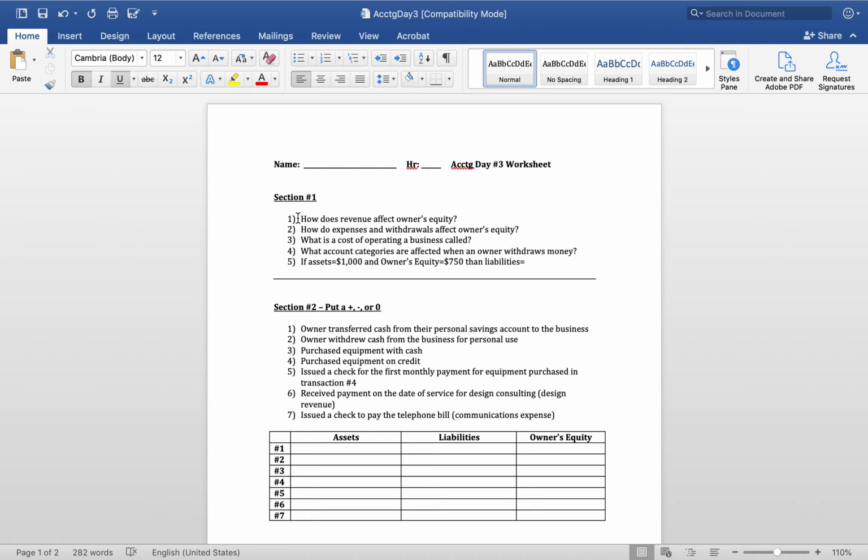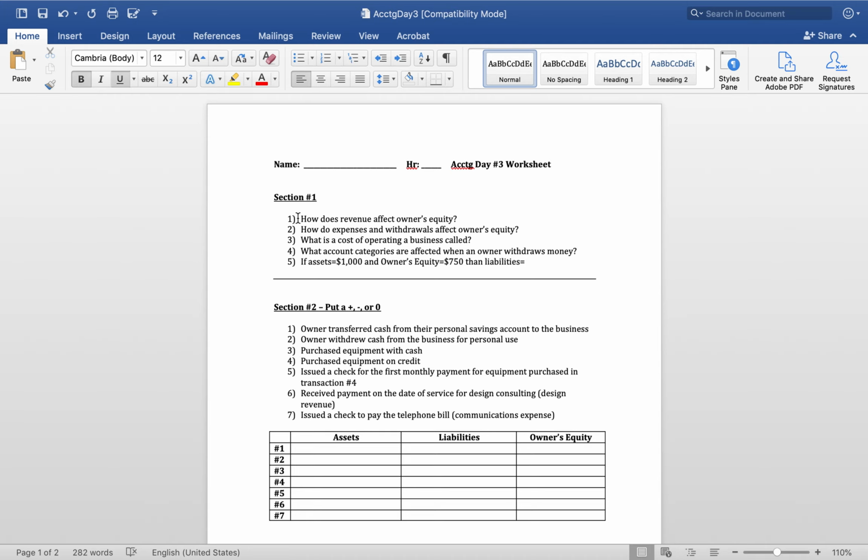So if the owner withdrew money from the business, that would negatively affect the cash, which is an asset, and also owner's equity, which is the capital. If it were an expense, it would be negative for cash, and it would be negative for expenses under owner's equity.